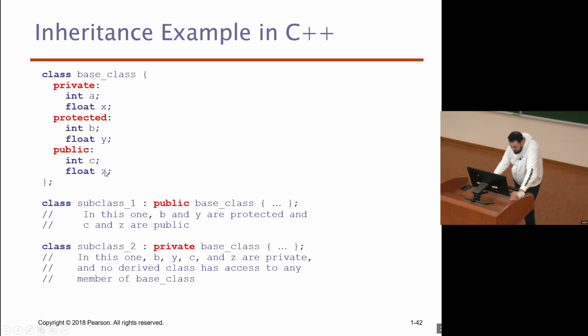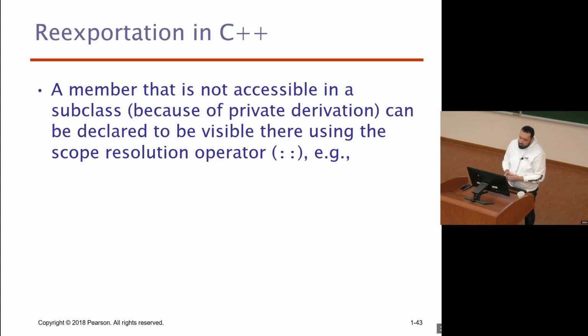But if I do this, subclass 2 private base, that means in this one, B, Y, CZ are private and no derived class has access to any of the members. So I'm doing it as private. So there is an extra access control. Again, we're not going to go into the details. A member that is not accessible, do you remember when we said the scope resolution operator, the two colons, why it will solve what?